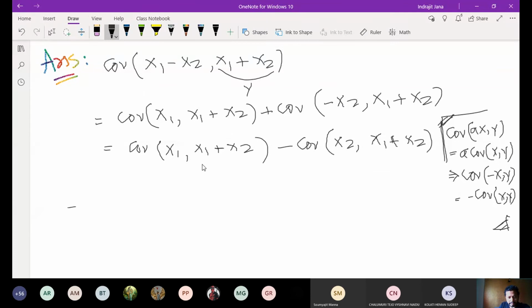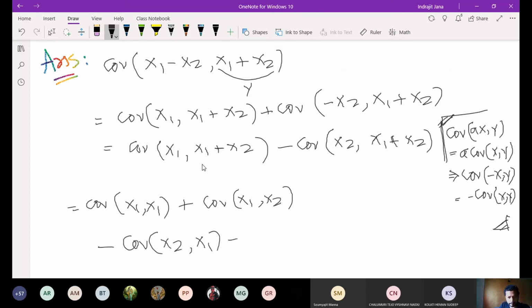Okay, and now again I expand this. So x1 comma x1 plus x2. So this is going to be covariance of x1 comma x1 plus covariance of x1 comma x2. If you are wondering how am I getting this, this is actually from problem 48. Not exactly, kind of from problem 48. So covariance of x2 comma x1 minus covariance of x2 comma x2. Okay, so I split this part like this and split this part like that.